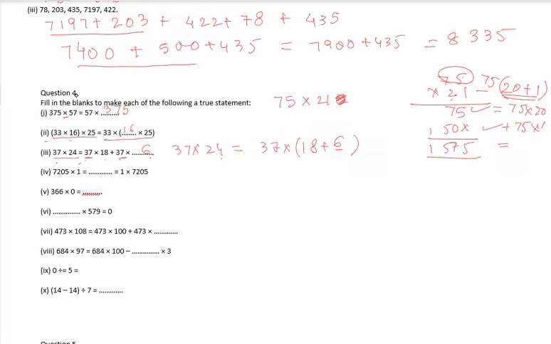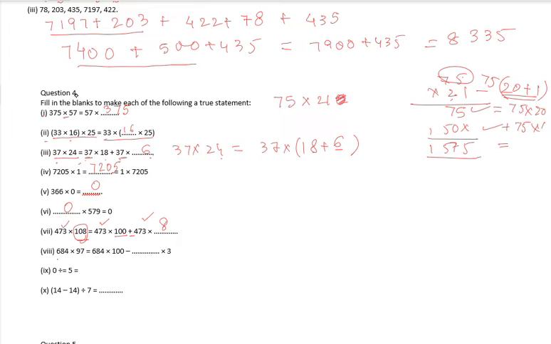Now 7205 multiplied by 1 is 7205, which is also equal to the next product. Any number multiplied by 0 is 0. Something multiplied by any number which gives 0, that something would always be 0. Again you will find the distributive property here. 108 is here. 473, 473, 473. So 100 plus what is 108? So the answer is 8.